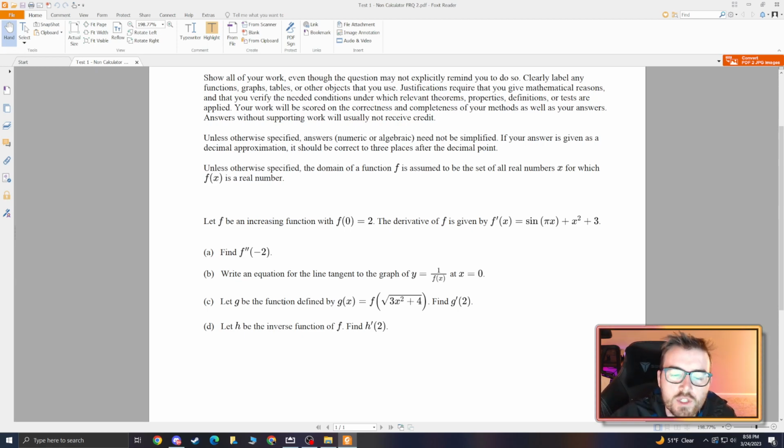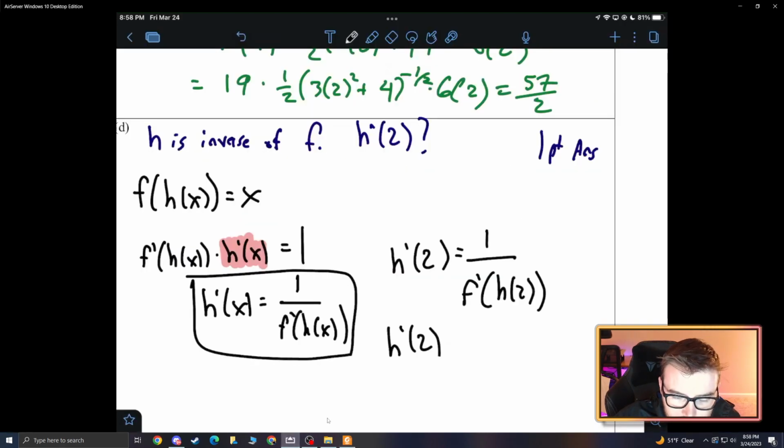Do you know what part of the question is valuable? Do you already know what I'm going to say? The f of 0 equals 2. If f of 0 equals 2, the h function takes us in the reverse direction. H of 2, the inverse, equals 0. If f of 0 equals 2, then the inverse of 2 is 0. So h of 2 is 0.